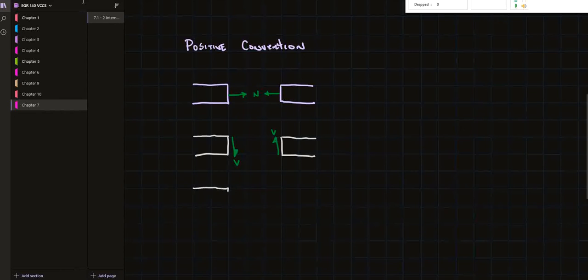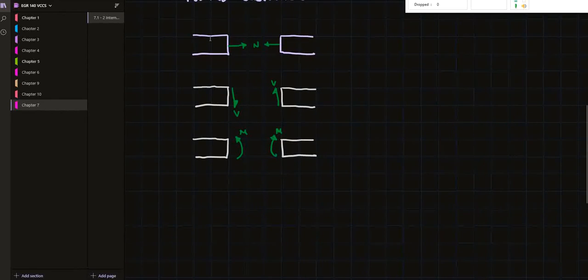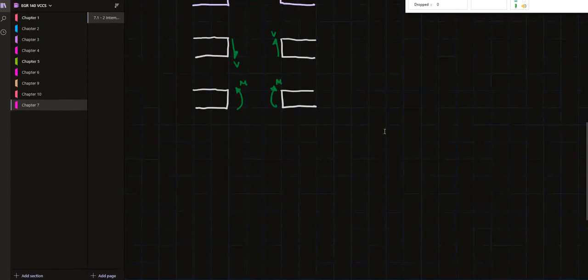Then finally, let's do our positive moment. Our positive moment curves this way and this way. So positive moment produces a bending of the beam that makes it smile. You can use that to help you remember. You're just going to have to memorize that positive shear is down on the right of the section and up on the left of the section. Axial or tensile load as positive for the normal is pretty easy to remember.